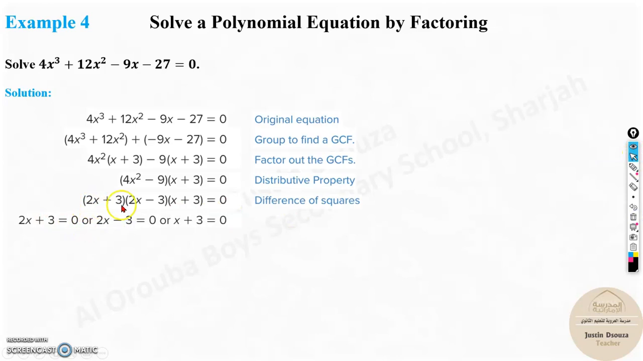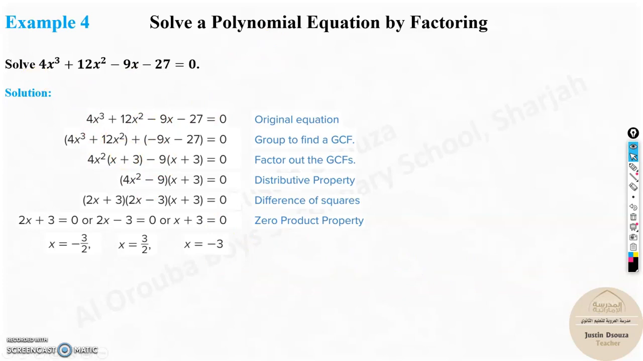See what we do: 2x plus 3 is equal to 0, 2x minus 3 is equal to 0, and lastly x plus 3 is equal to 0. Now solve for x. It'll be minus 3 divided by 2, plus 3 divided by 2, and minus 3. So this is how we solve it directly, algebraically.